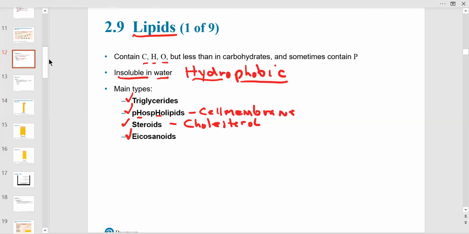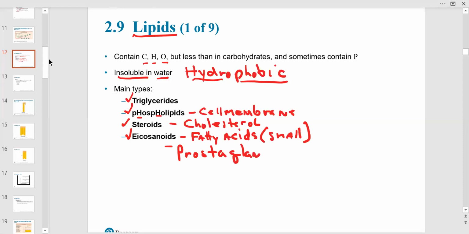Eicosanoids are also lipids. They're like short fatty acid chains. And we're not going to talk about them a lot here, because I like to talk about eicosanoids that are used as hormones. An example of that is something called a prostaglandin. Prostaglandin has a lot to do with inflammation, which is really a big problem in our body.